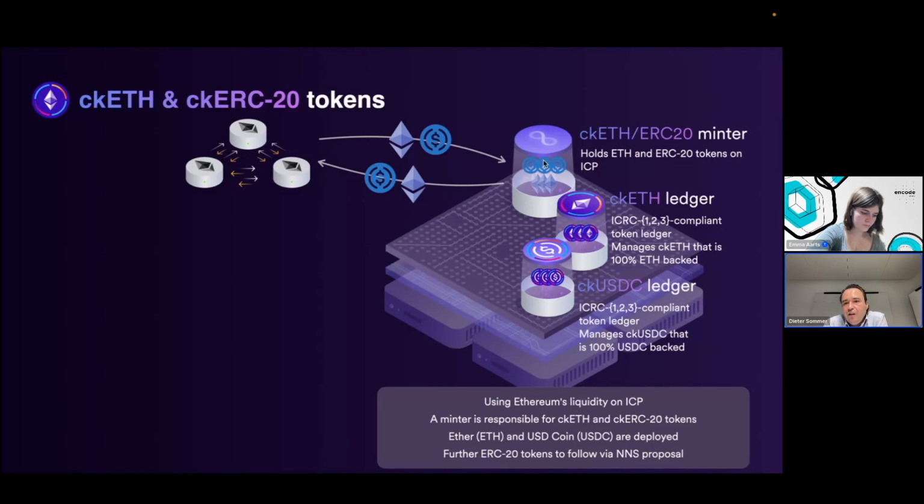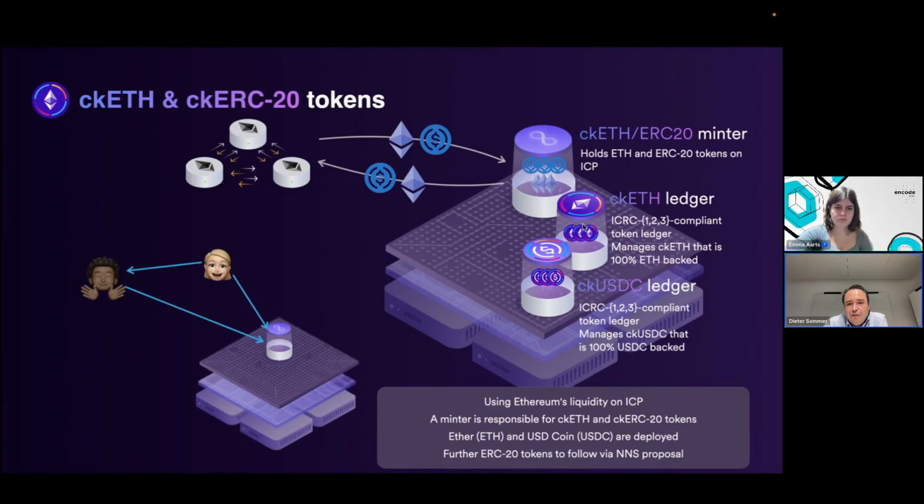So there's one ckETH ledger and there's one separate ledger for each ckERC20 token. Currently, there's only one, namely ckUSDC, deployed as far as I know, but with NNS proposals, further ERC20 tokens can be deployed, and each ERC20 token then gets its own ledger and also its own archives, and so the whole ledger suite of canisters. I haven't shown those details here.